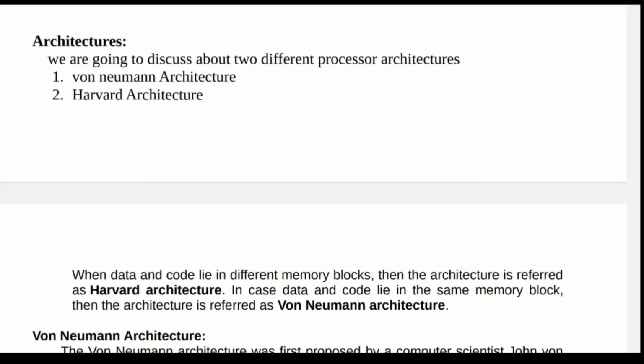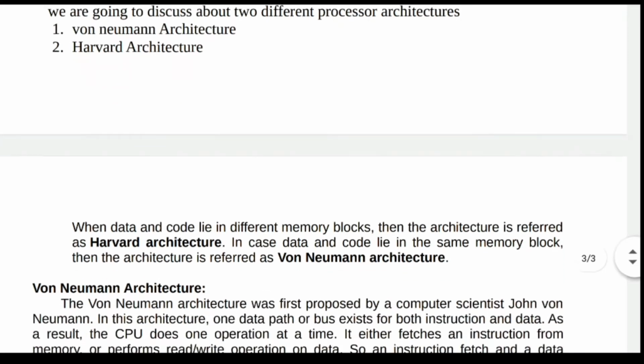This is my fourth video about embedded system tutorial for beginners. So in this video, I am going to discuss about CPU architecture. One is von Neumann architecture and another one is Harvard architecture. When the data and code are in a single memory, we call it von Neumann architecture. If the data and code have two different memory blocks, we call it a Harvard architecture.